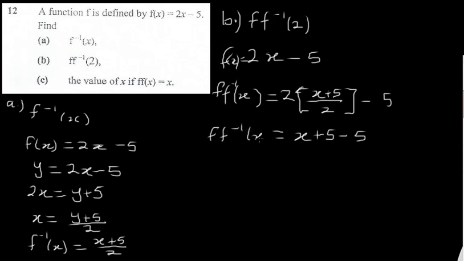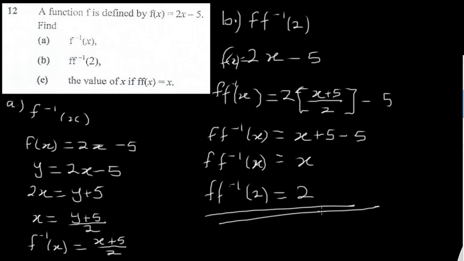But then we're asked to find f of f inverse of 2. Okay, so let's leave this as it is right now. And if we simplify that, we would simply have x, right? And we are asked to find f of f inverse of 2, so where there's x, we would replace it with 2. So f of f inverse of 2 would then be equal to 2. So therefore, that is our answer for part B of this question.